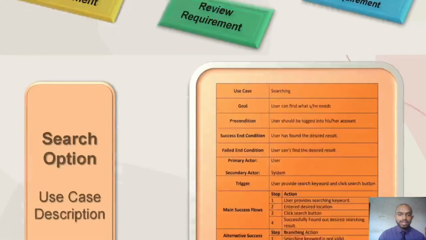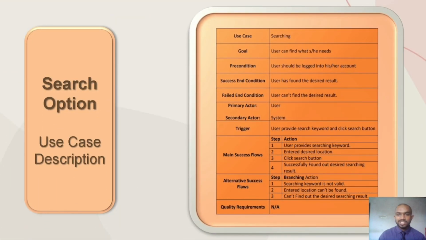Now I will discuss the search option use case description. Here the goal is to find what the user needs. Here the precondition is the user must be logged in, the success end condition is the user finds his desired result, and the fail end condition is the user cannot find the desired result. Here the primary actor is the user and the secondary actor is the system. The trigger is clicking the search button.